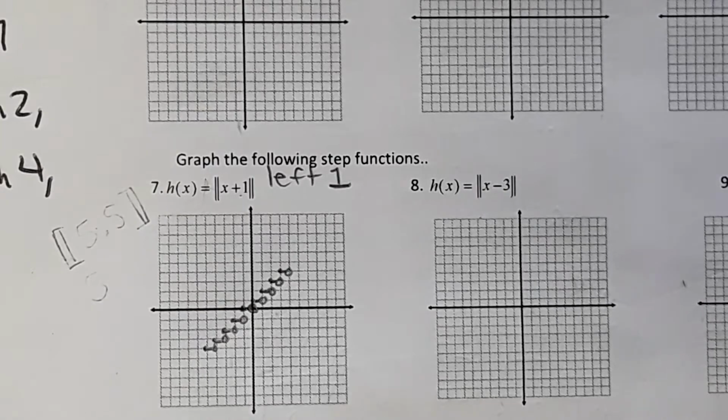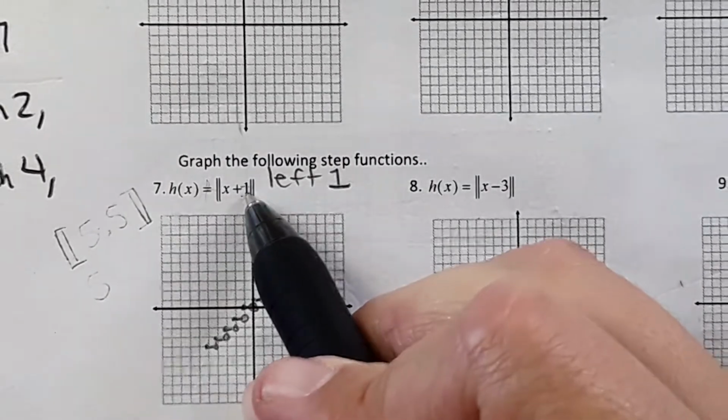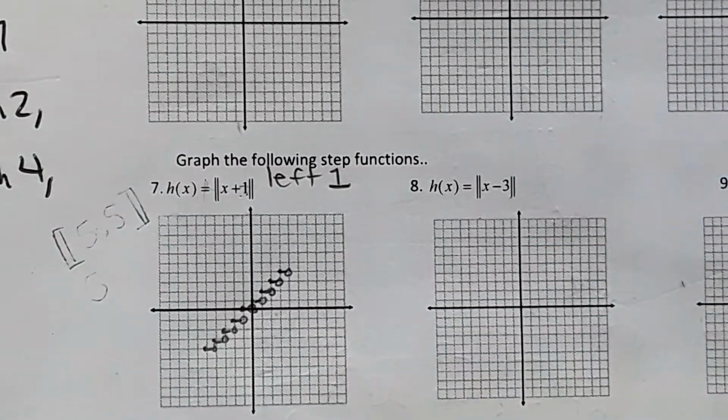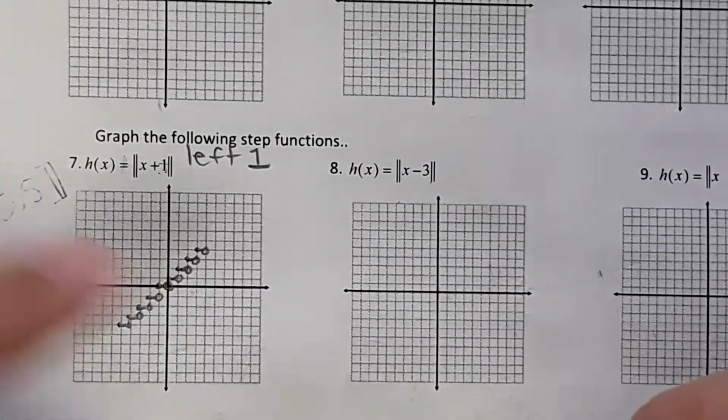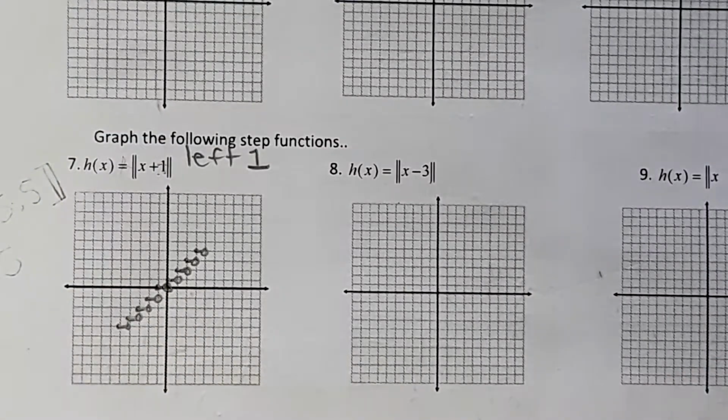Shouldn't the closed dot be on 0, 0? No, because of this transformation. It's the left one. And then again, just try to graph it as best you can. I know your paper's just as small as mine, a lot of you.